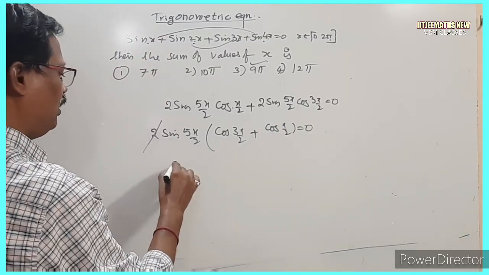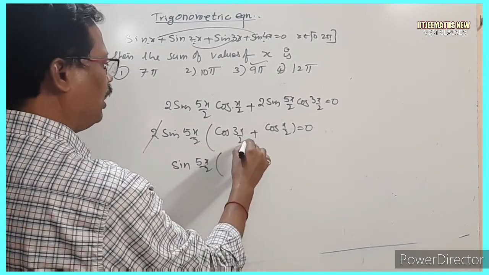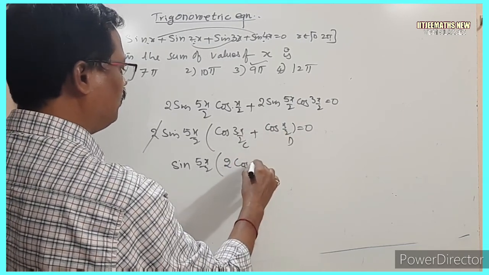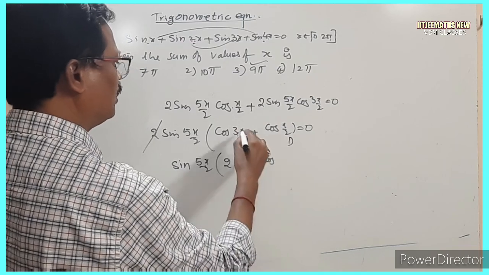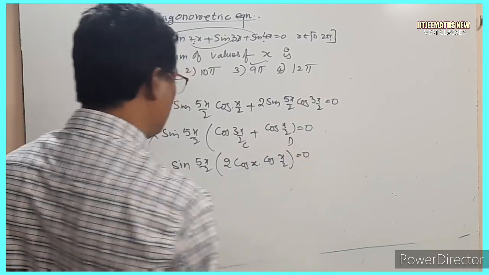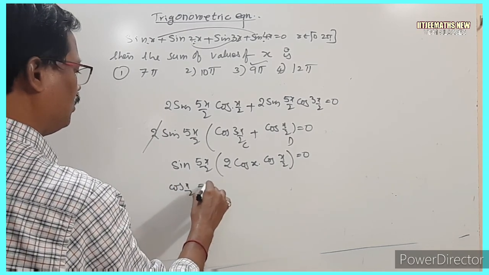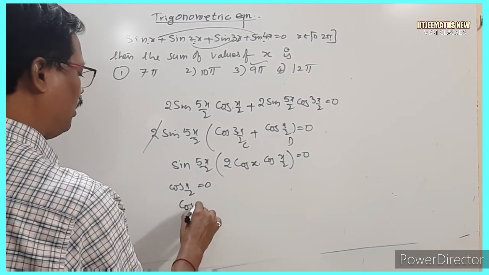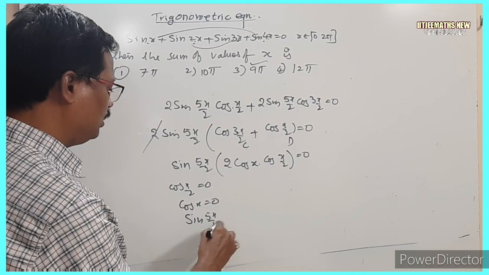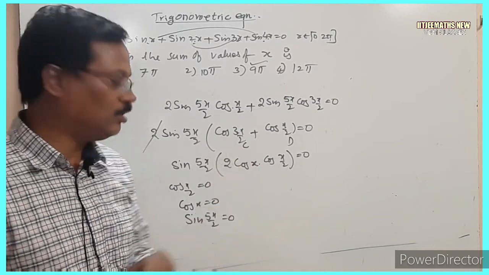Now this 2 will be cancelled, sin 5x by 2 remains, again cos c plus cos d is 2 cos of (c plus d) by 2, cos of (c minus d) by 2, that is x by 2, is equal to 0. Therefore, now here cos x by 2 is equal to 0, and cos x is equal to 0 we got. And what about this one? Sin 5x by 2 is also 0. Now x must be between 0 and 2 pi, closed interval 0 and 2 pi.